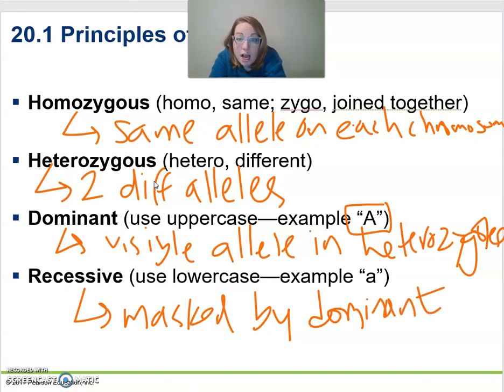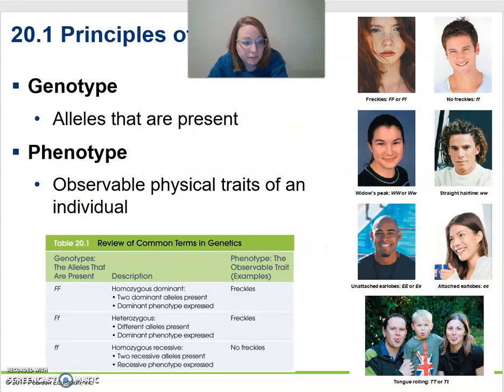So this only works on genes or traits that are based on one gene, right? If you have more, then it gets more complicated. So your genotype is the alleles that are present, whereas your phenotype is the physical characteristic expressed. So over here, right, freckles dominate no freckles. So FF, homozygous dominant, you have freckles, right? The heterozygous, big F, little f, you still have freckles because the freckles mask the non. Whereas homozygous recessive, no freckles, then you don't have freckles.